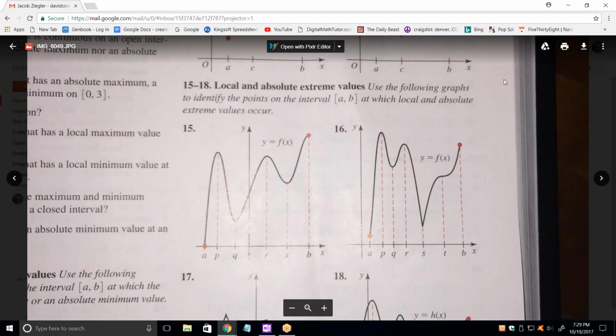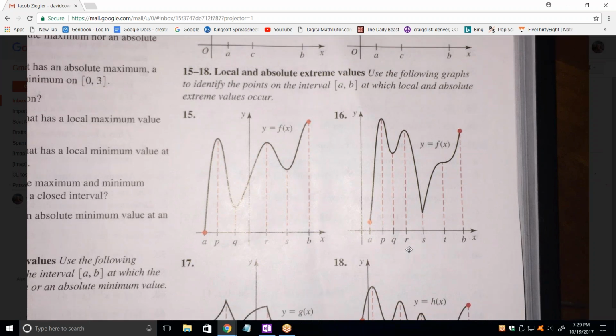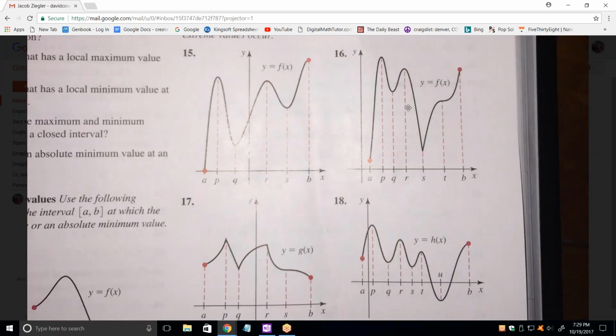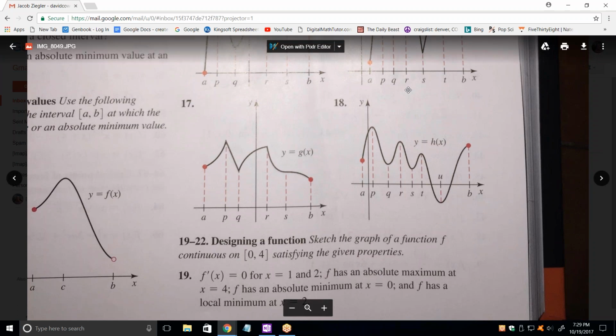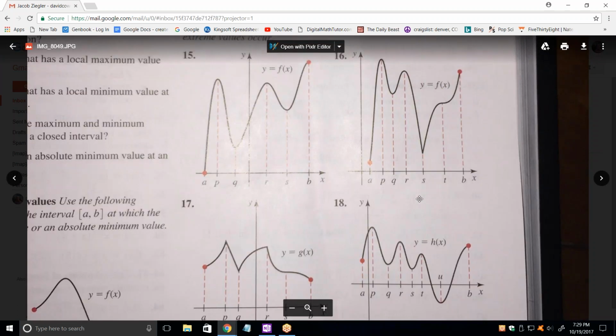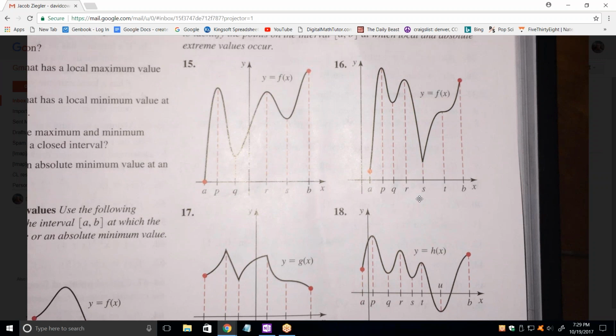Locate local and absolute minimums. All right. These aren't hard. Let's skip these. You know all of these, correct? Am I right? Yeah, that's easy. Okay. Unless I see a tough one. About 16. It's the absolute minimum.